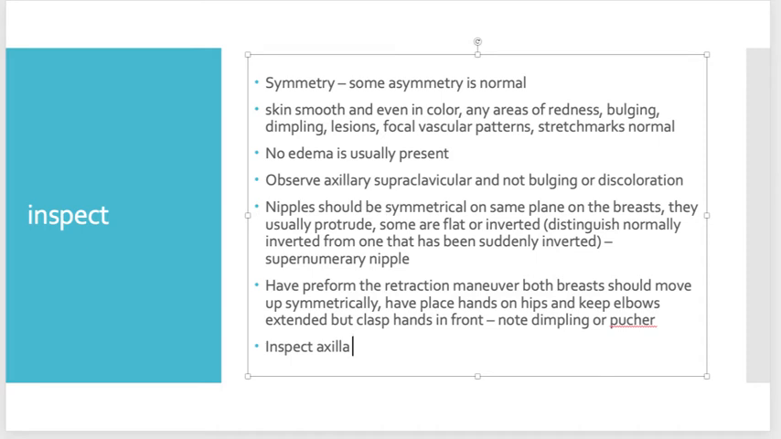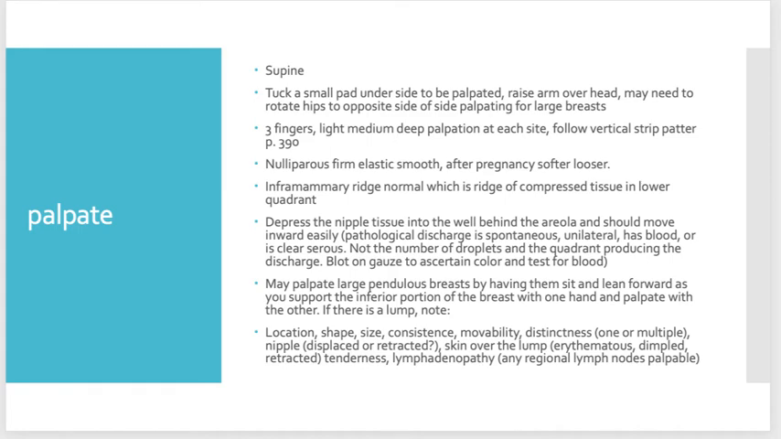And then we're going to inspect the axillary region. We're looking at the skin. We're looking for any lesions, any areas of infection, and obvious areas of enlargement. And then we're going to move on to palpation. So in order to palpate, we are going to have the woman lie supine, and we're going to tuck a small pad under the side to be palpated and have them raise their arms over their head. If someone has large pendulous breasts, we may need to get them to rotate their hips to the opposite side.